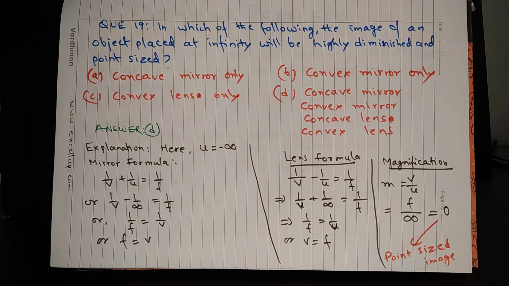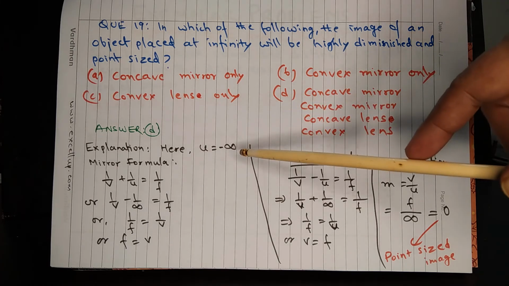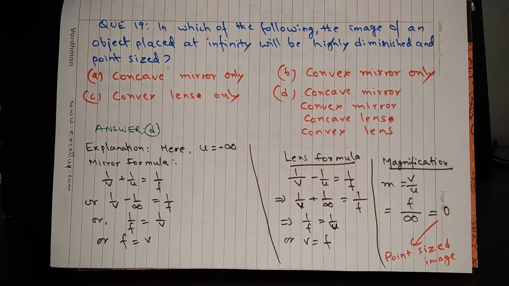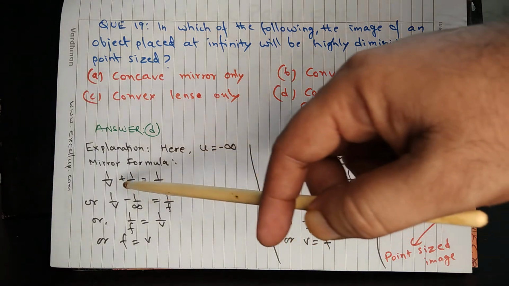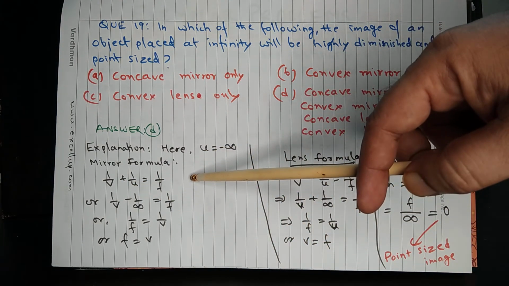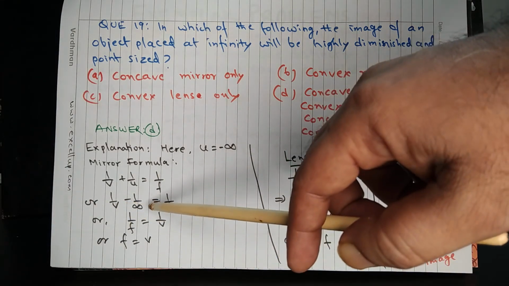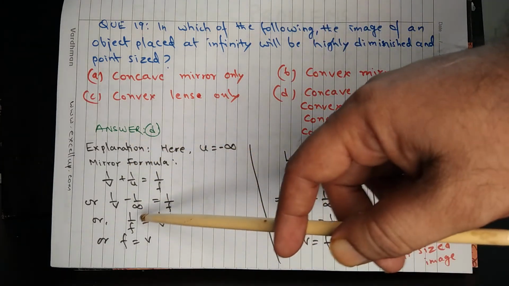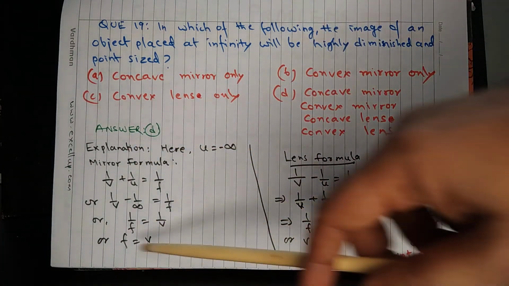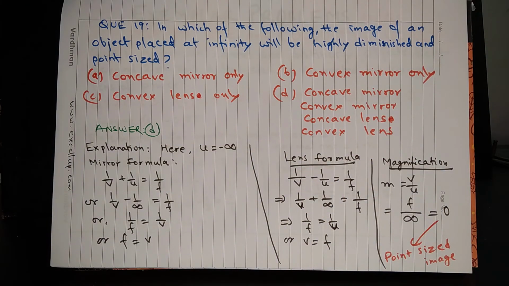So in this case, the object distance is minus infinity. Using the mirror formula, that is 1/v + 1/u = 1/f, or 1/v - 1/infinity = 1/f. Since 1/infinity is equal to 0, 1/f is equal to 1/v, or f is equal to v, which means that the image is formed at the focus. Using the lens formula also, v comes out equal to f. So here also the image is formed at the focus.